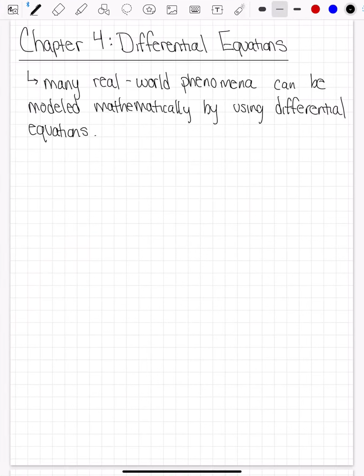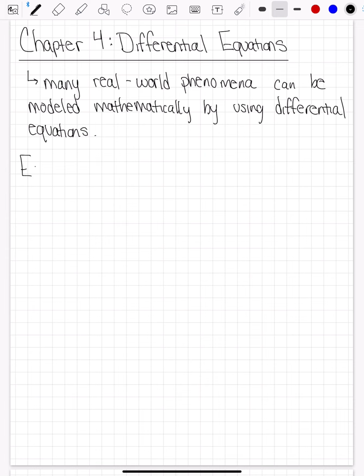In this video we're moving on to chapter 4, which is all about differential equations, and we're going to briefly explore differential equations. Differential equations are super powerful and super popular in mathematics, especially applied mathematics, because many real-world phenomena can be modeled mathematically using differential equations.